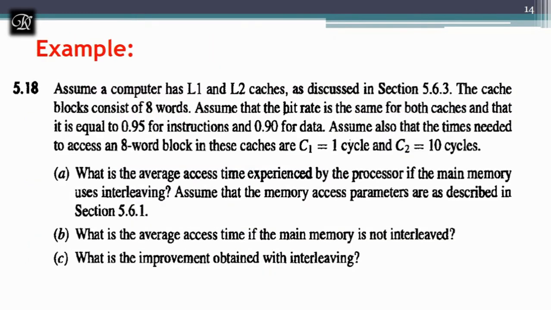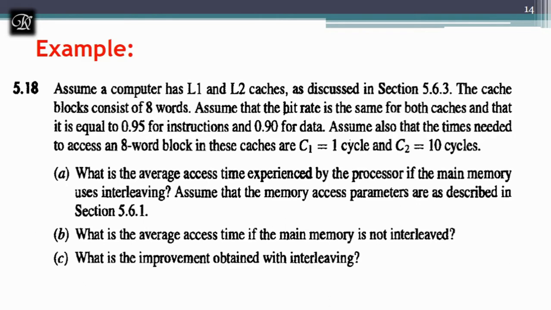Let's see one example from the exercise, to see how the performance will be improved. Assume the computer has L1 and L2 cache as discussed. The cache blocks consist of 8 words, the same configuration we are dealing with now. Assume that the hit rate is the same for both caches, 0.95 for instructions and 0.9 for data. Assume also that the time needed to access an 8-word block in cache 1, C1, is 1 and C2 is 10 clock cycles. So accessing data at cache level 1 takes 1 clock cycle, and at cache level 2 it takes 10 clock cycles.